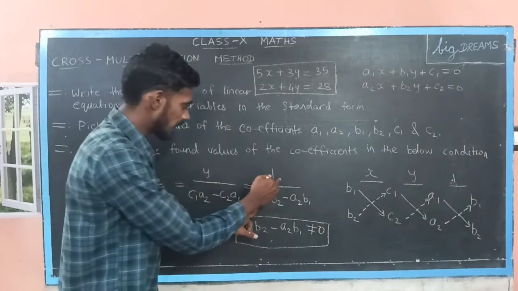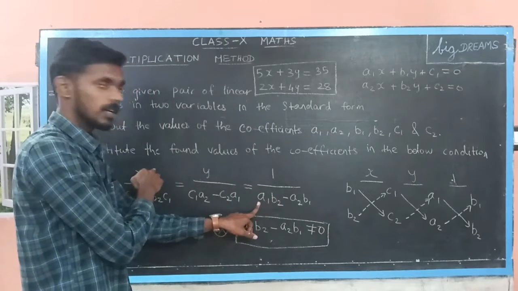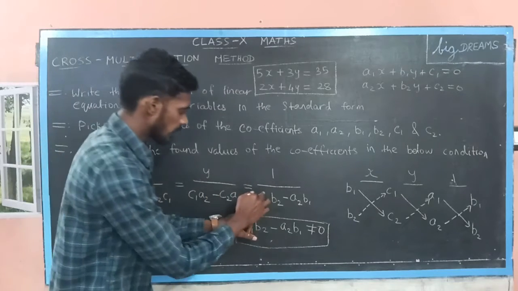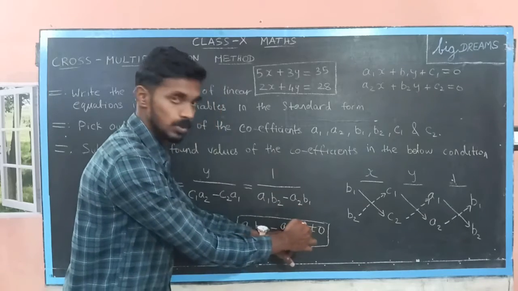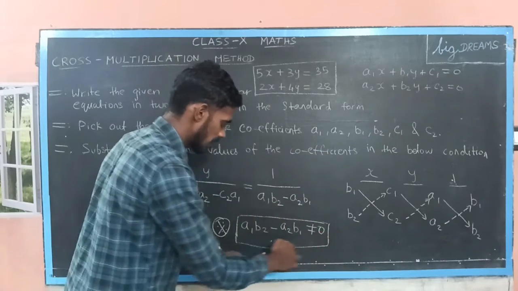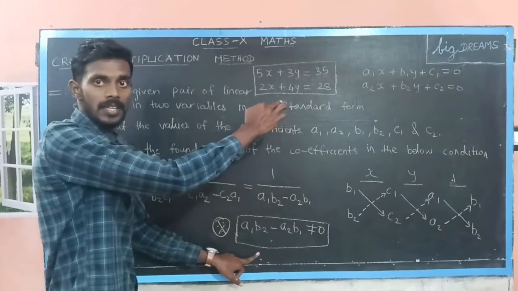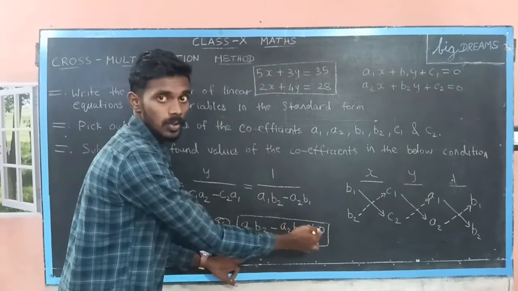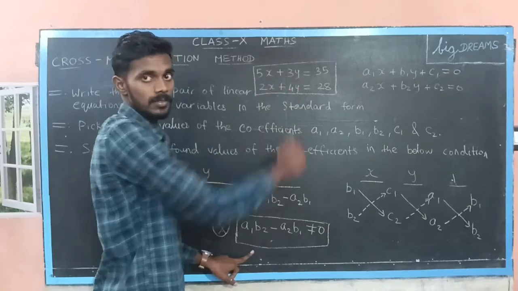Clear? If we are getting 1 by 0, then there is no solution for that pair of linear equations in two variables. So a1 b2 minus a2 b1 must not be equal to 0. If this condition is satisfied, then definitely the given pair of linear equations will have a solution. If you are getting this value to be 0, then the given pair of linear equations will have no solution. Clear?